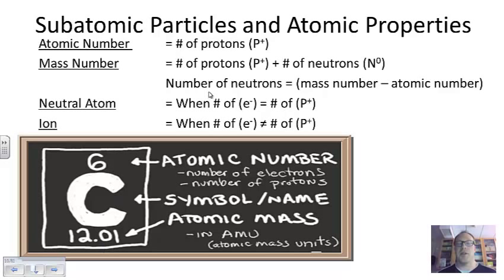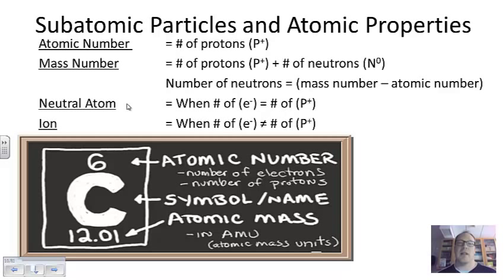So again, what you can do to figure out the number of neutrons is take the mass number, which is this number down here, the 12, and then subtract the atomic number, which is this number up here on the periodic table boxes. And then the difference between those two numbers is going to be your number of neutrons. And generally what you do is you round to the nearest whole number to figure out the number of neutrons, because I'm not going to say that there are 6.01 neutrons in a carbon atom. That just doesn't make any sense.